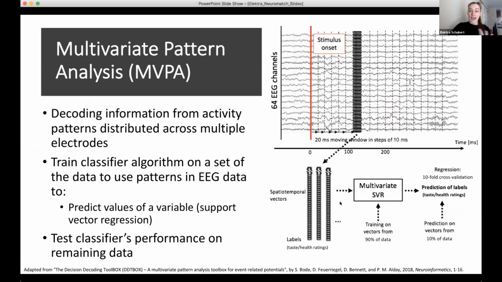This is how we analyzed the EEG data. We used a technique called MVPA, which Tyle talked about in his talk already.